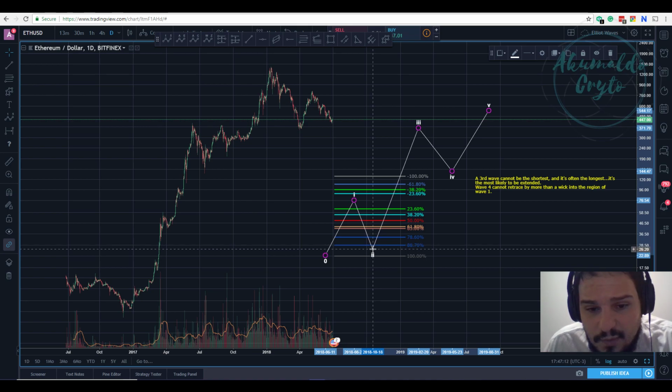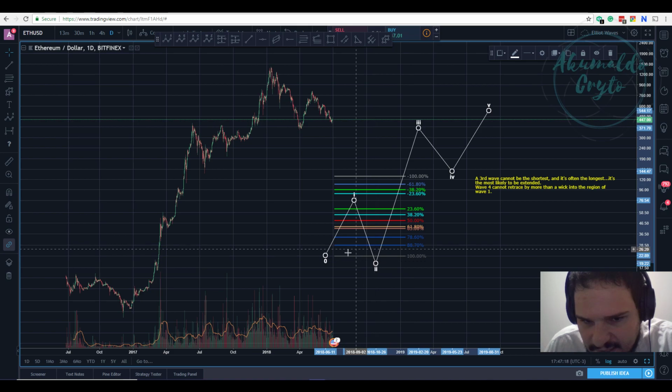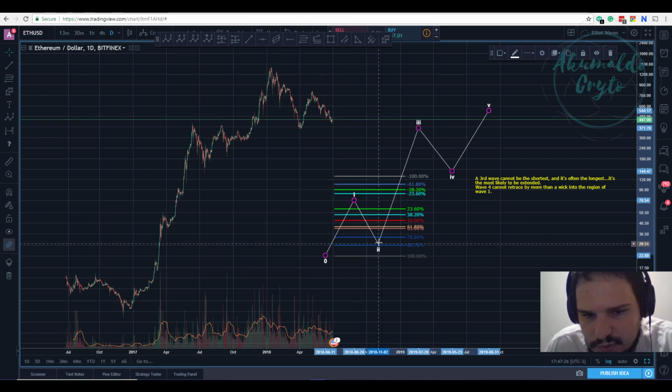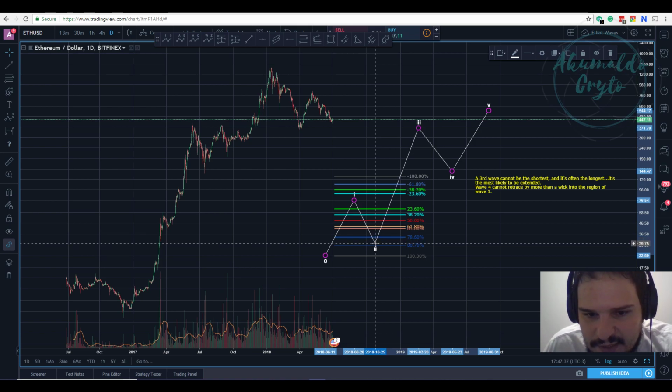Otherwise, if it retraces more than 100%, it's gonna invalidate it. Then we call it, this is not a valid retracement. We can't count it as 1 and 2. What is normally happening in Bitcoin is that we are retracing a lot.